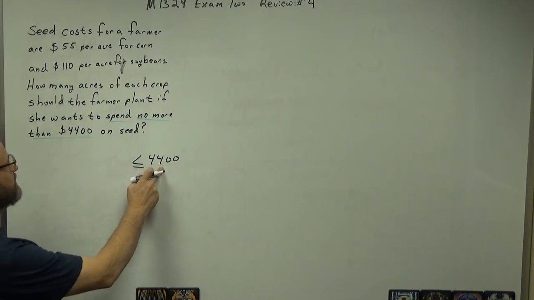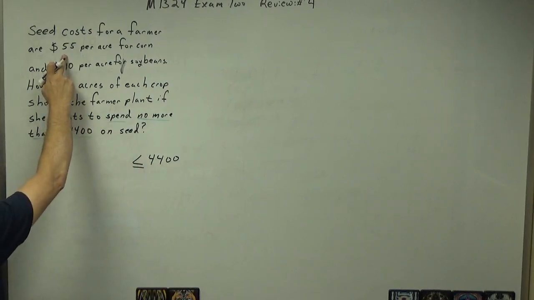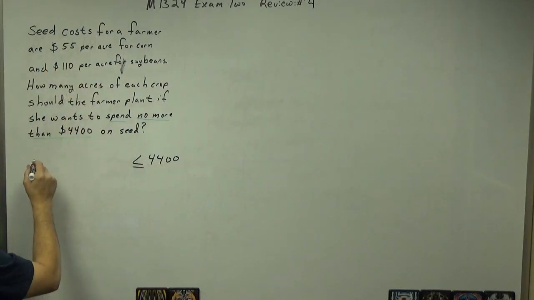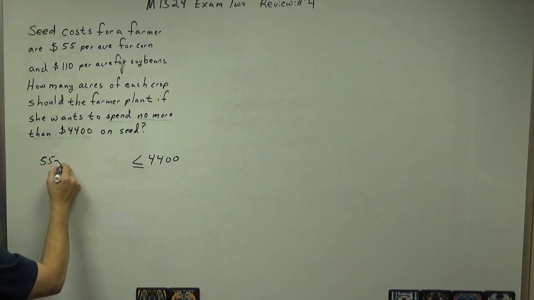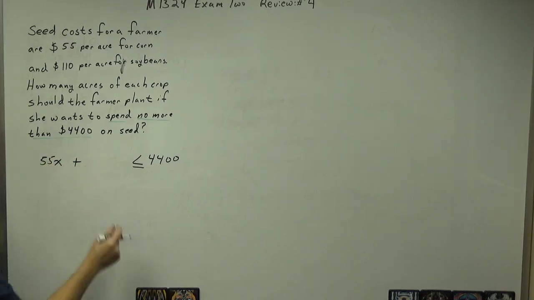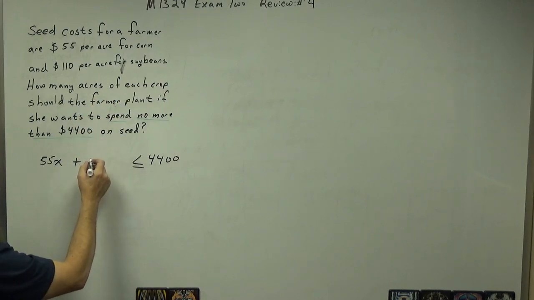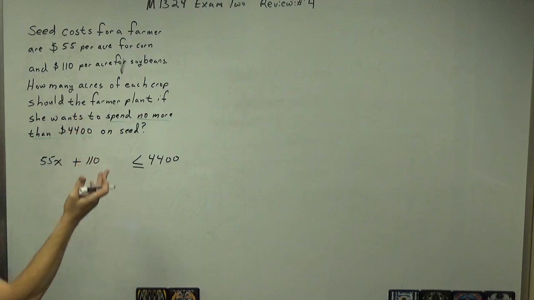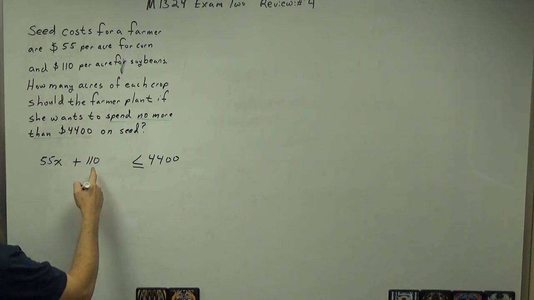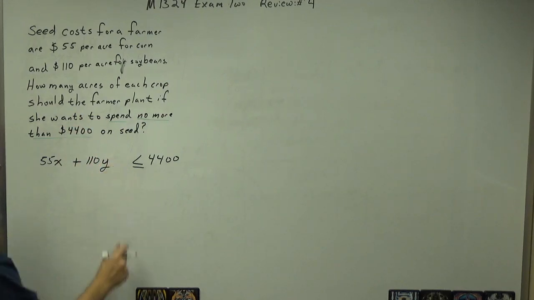Well, this is dollars, and it's $55 per acre of corn, so I'll have 55x plus the amount of money that I spend on my acres of soybeans. In grad school we use sugar beets a lot for whatever reason. 110 times however many acres I plant, and there's my inequality.